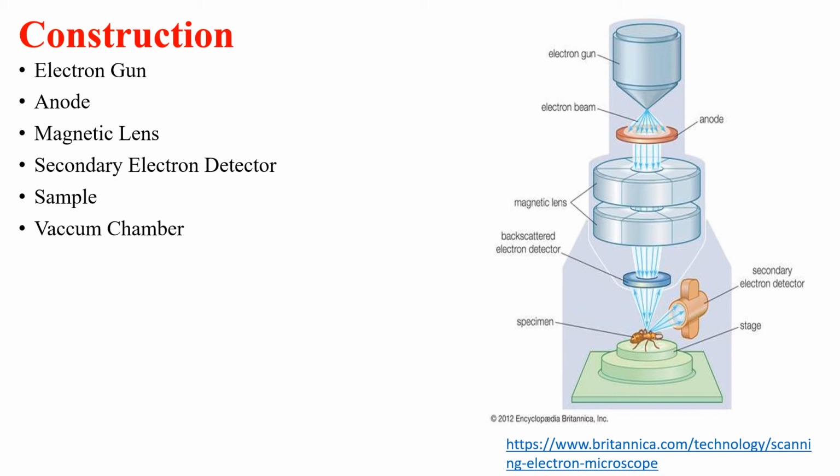We have to keep in mind that whatever electrons are incident are primary electrons, and because of the reaction with the sample, secondary electrons are released. These secondary electrons are detected by the detector, which catches them, and we get an image on the screen.